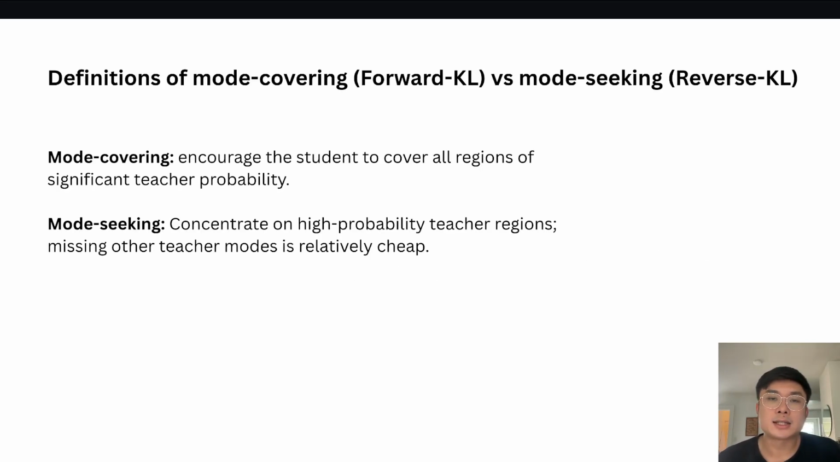Before we start, let's have some definitions of what it means to be mode covering in the forward KL case and what is mode seeking in the reverse KL case. Mode covering basically encourages the student to cover all regions of significant teacher probability. So if the teacher assigns some probability mass in an area, you want the student to cover all of these probability regions. For mode seeking, we just want to concentrate on high probability teacher regions, but we are a bit more forgiving if we miss out some.